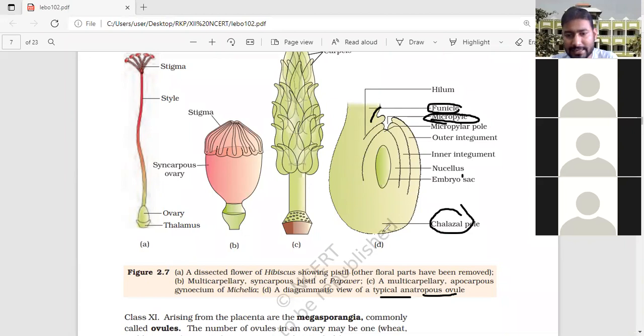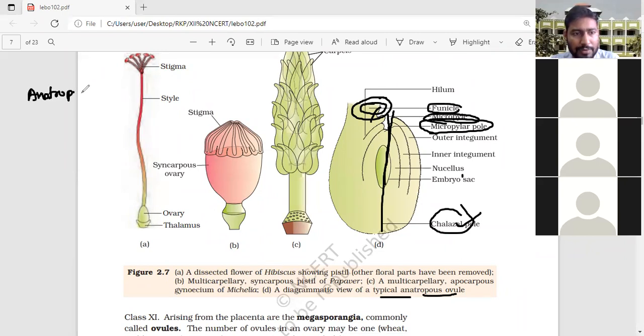Now you can see this is the chalaza. If you draw the straight line, we get the micropyle, but the funicle is not here. The funicle is present at 180 degrees. The chalaza and micropylar pole are both in a straight line, but the funicle is at 180 degrees. Clear? Such a type of structure is called the Anatropous ovule.